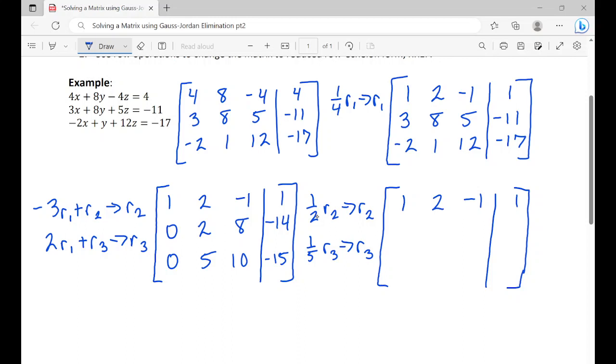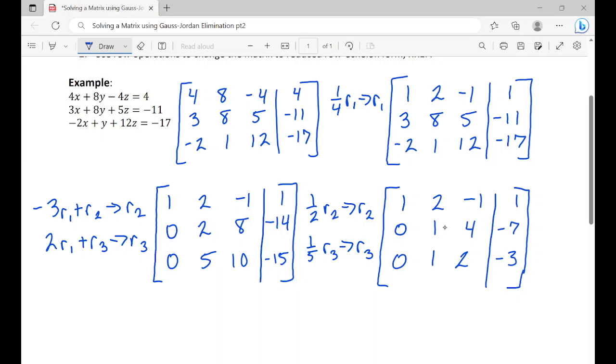So 1/2 times 0 is 0. 1/2 times 2 is 1. 1/2 times 8 is 4. And 1/2 times negative 14 is negative 7. 1/5 times 0 is 0. 1/5 times 5 is 1. 1/5 times 10 is 2. 1/5 times negative 15 is negative 3.